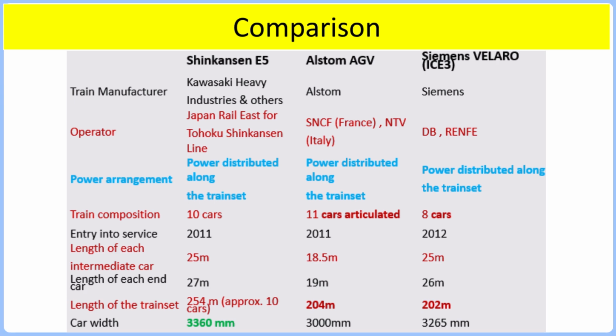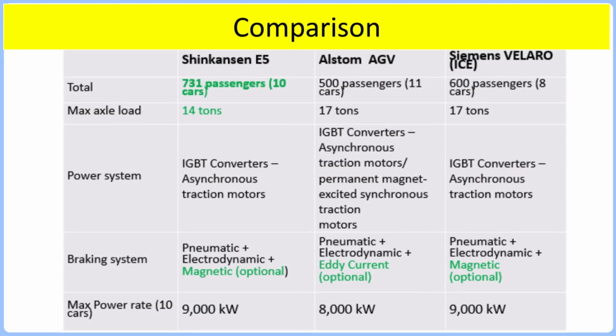As we can see, the Japanese Shinkansen has the largest car width of 3,360 mm. E5 carries the highest number of passengers, and the axle load of Shinkansen E5 is the lowest amongst the three design options. Alstom AGV is the most spacious. Alstom AGV has advanced permanent magnet synchronous traction motors.